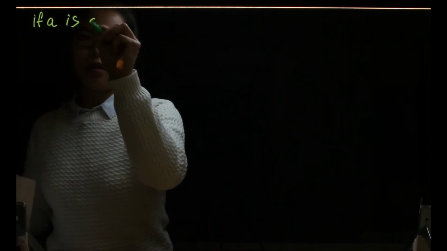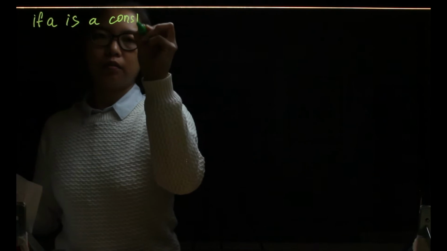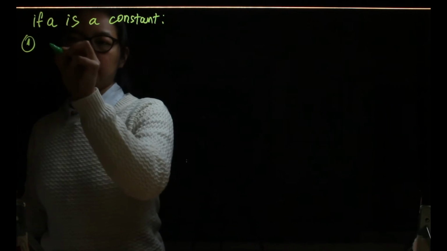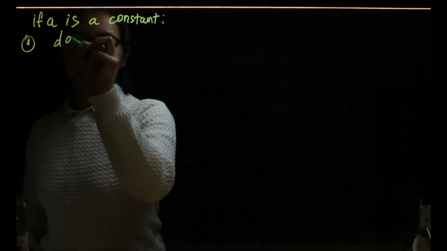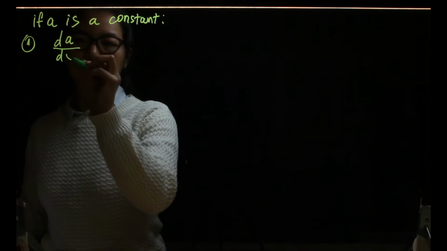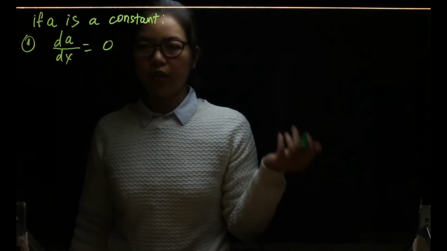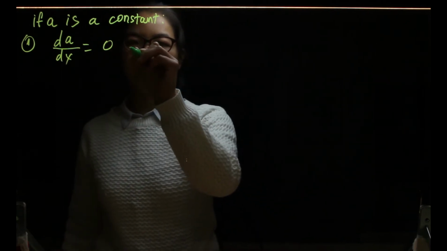Now let's go through the rules for derivative on slides 6, 7, 8 and make our life easier a bit with some examples. So first thing, if A is a constant, first rule, then the derivative of A with respect to x equals 0. Because it's a constant, it will not change, doesn't matter how x changes.